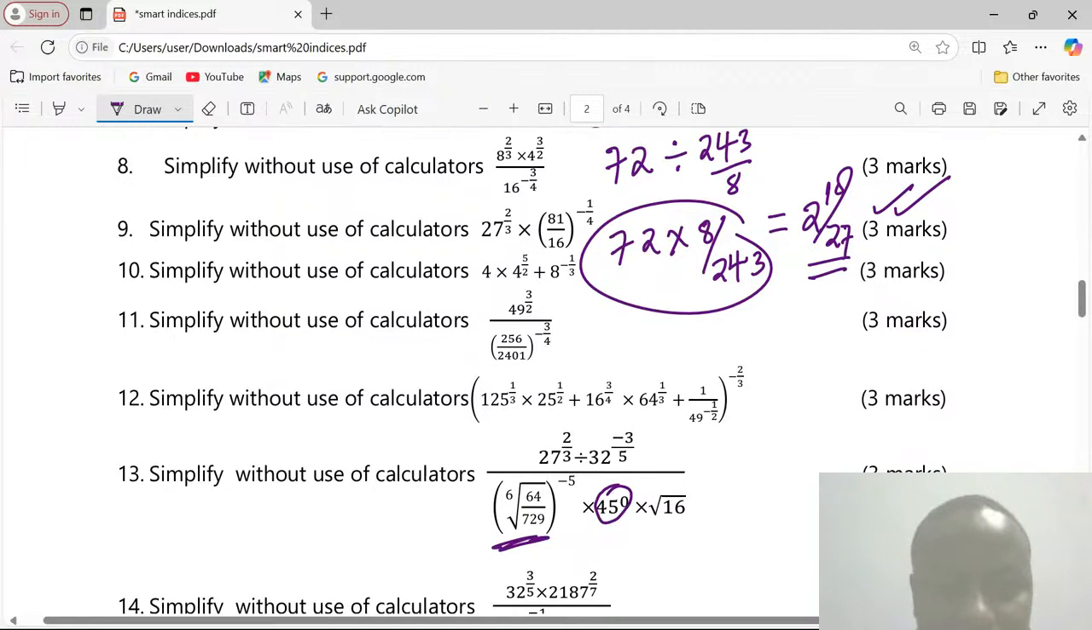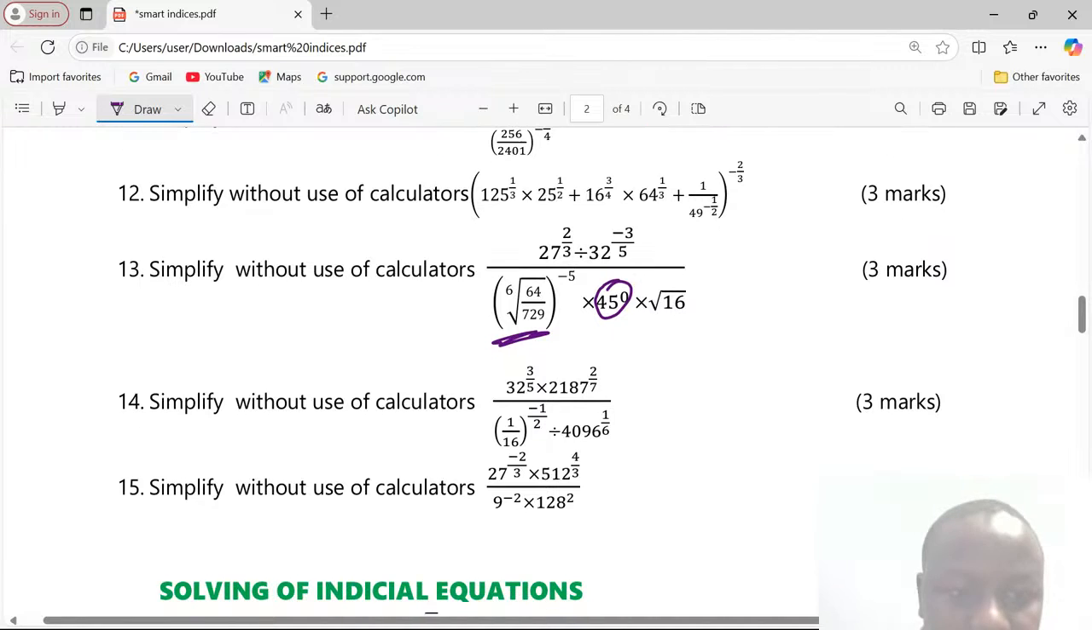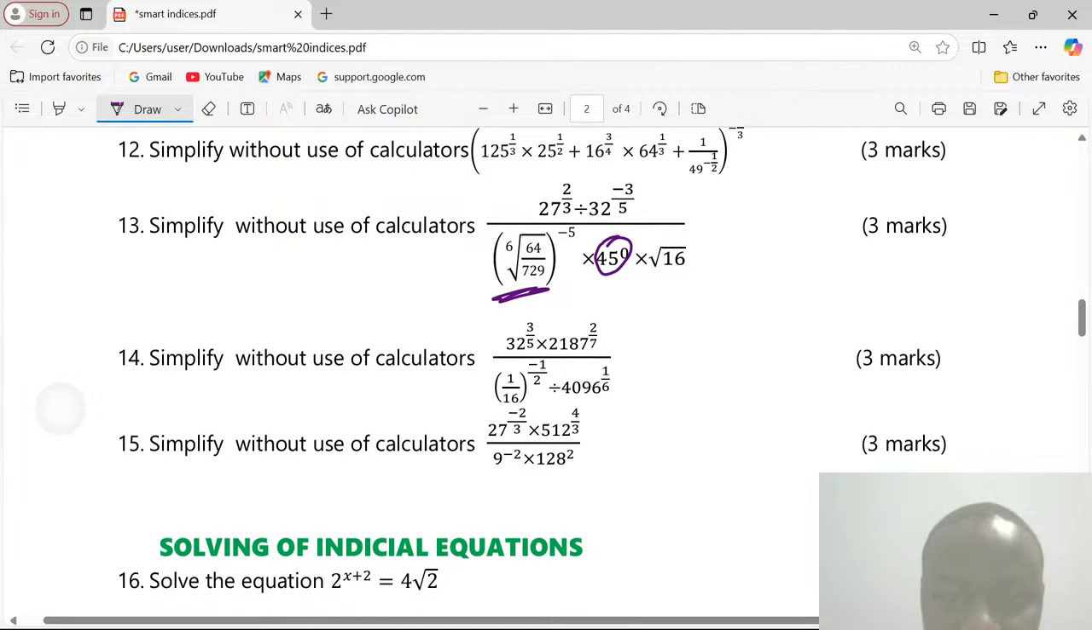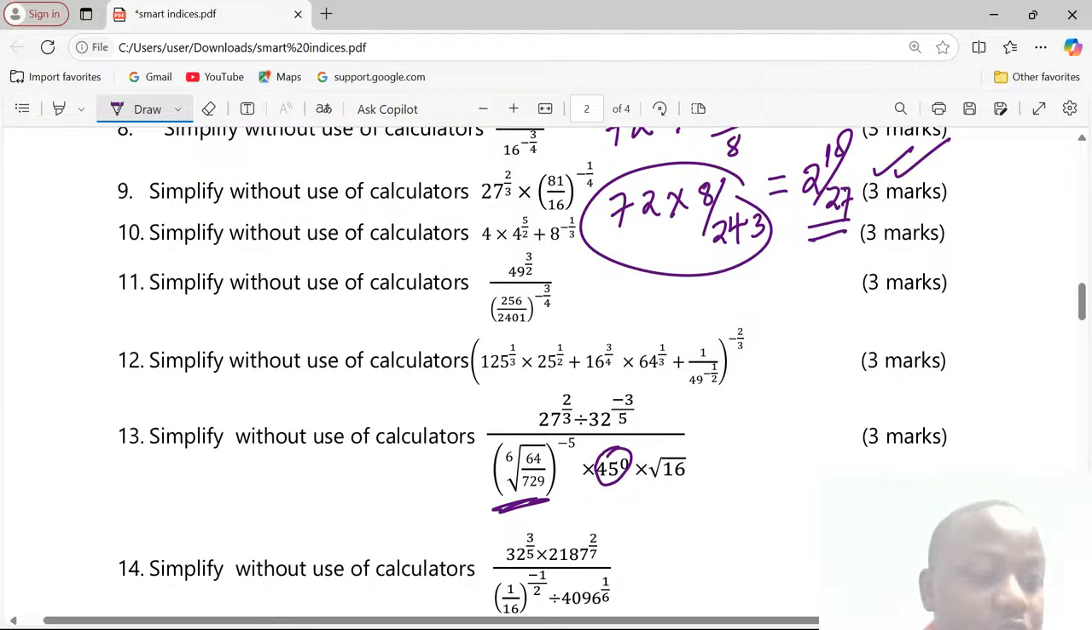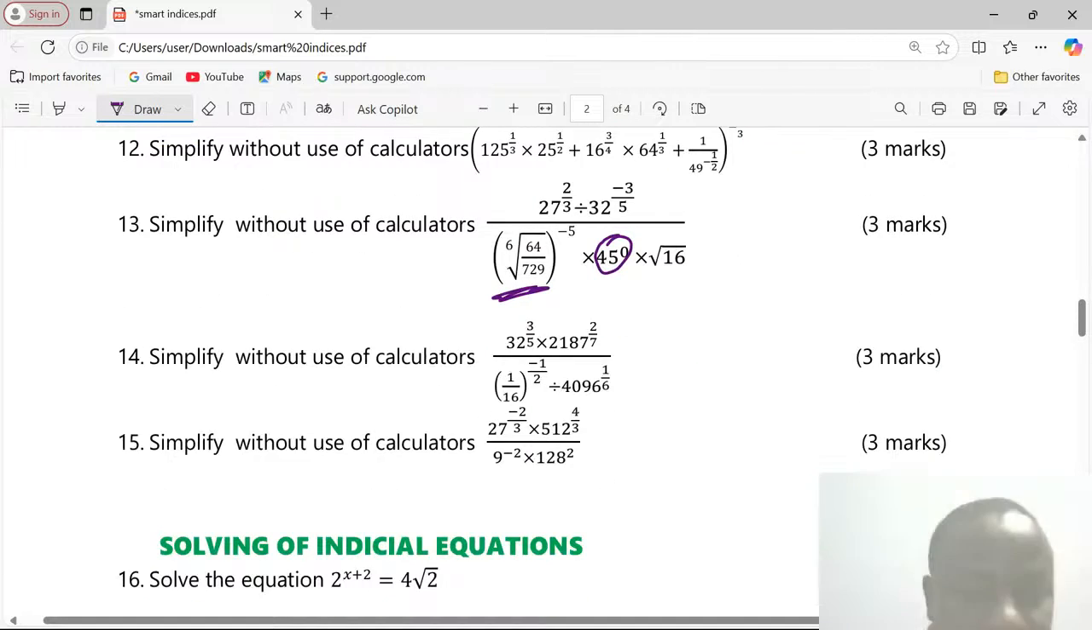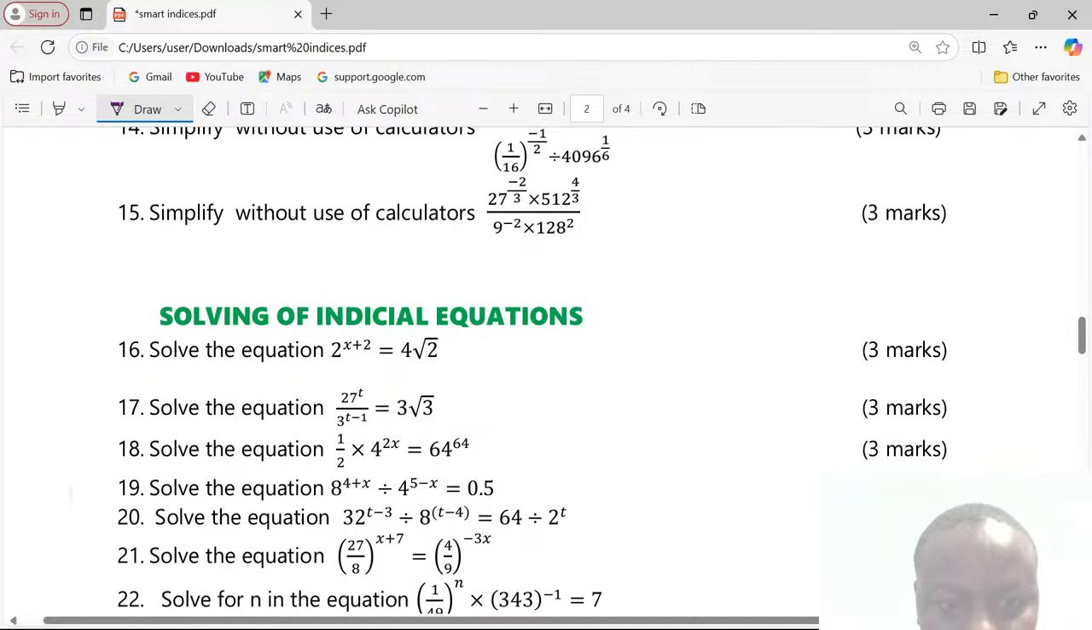There is number 14, there is number 15, and there are other questions there that we didn't do. Kindly check all of them.